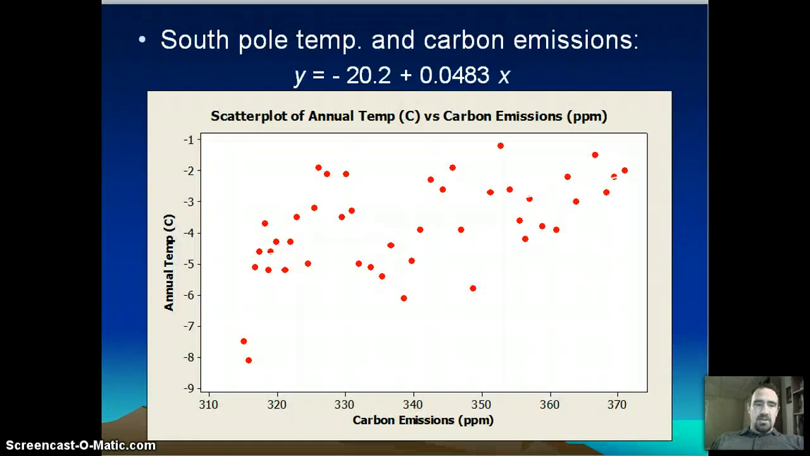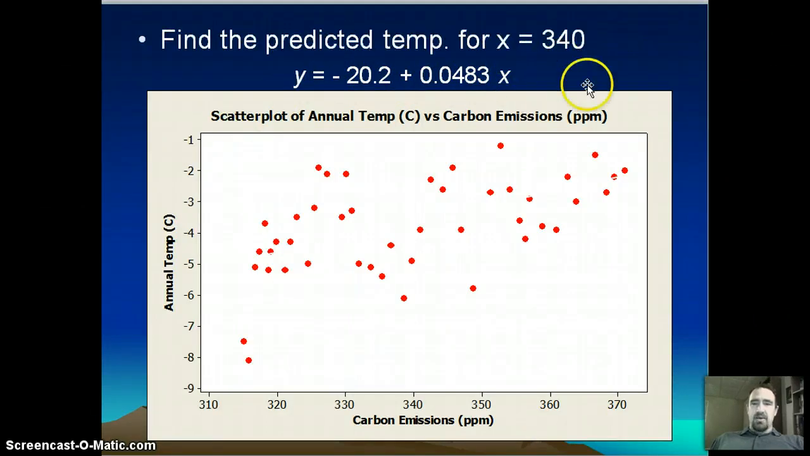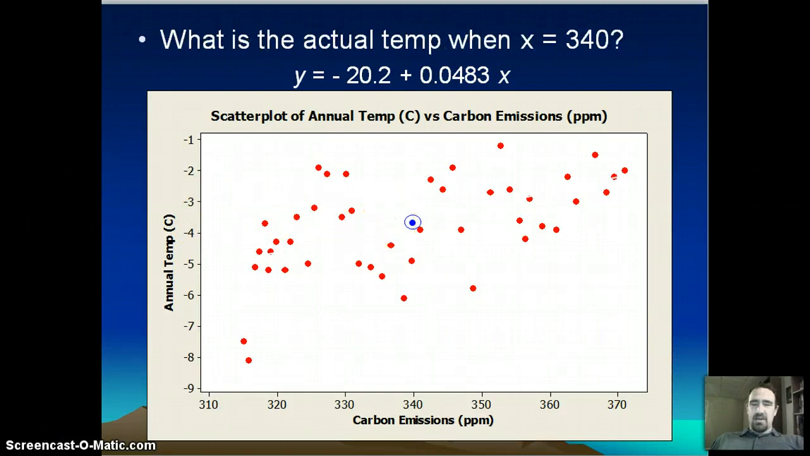Let's look at an example. Let's go back to our South Pole emissions data. Here's a linear regression model. Y equals intercept plus slope times x. And so we can use that to make predictions. Let's say we were going to predict it for 340. We take 340 and plug it in here for x, multiply it by this, add negative 20.2, and we get a y value of predicted temperature. There it is. This blue dot is our model's prediction for 340, and it looks like it's just above negative 4 degrees.